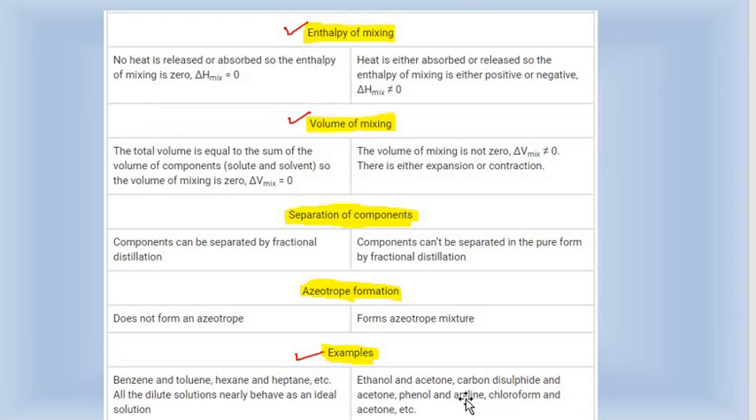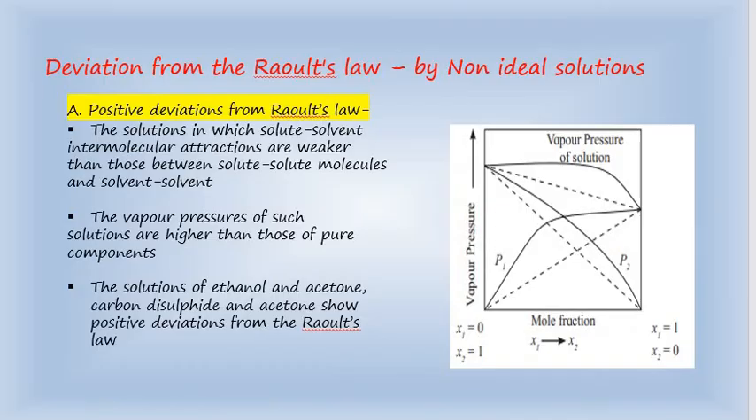These are the solutions which behave like ideal. And non-ideal are so many, like ethanol and acetone, carbon disulfide and acetone, petroleum and aniline, chloroform and acetone. These are all non-ideal solutions. So this is all about ideal and non-ideal. Now, what are the deviations from Raoult's law by non-ideal solutions? We see positive deviation from Raoult's law.